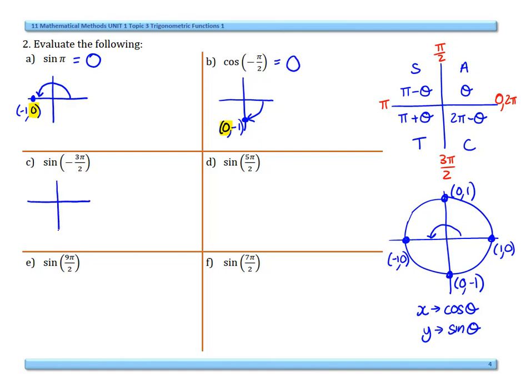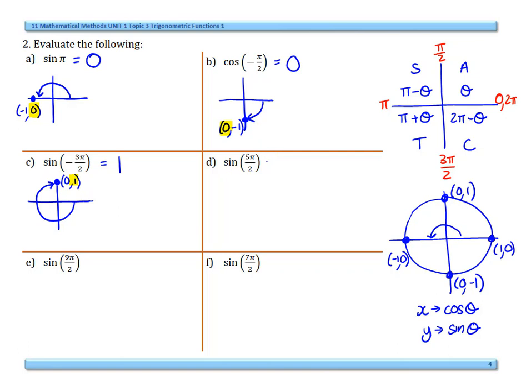Sine of negative 3 pi on 2. In the negative direction, we are up here. So that is 0, 1. Sine is our y coordinate. So my answer is 1.